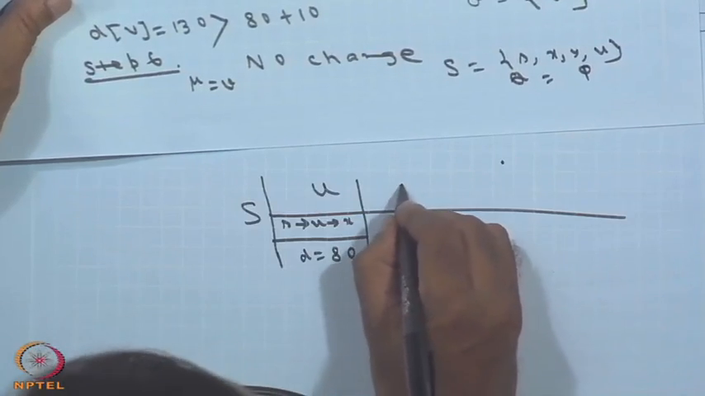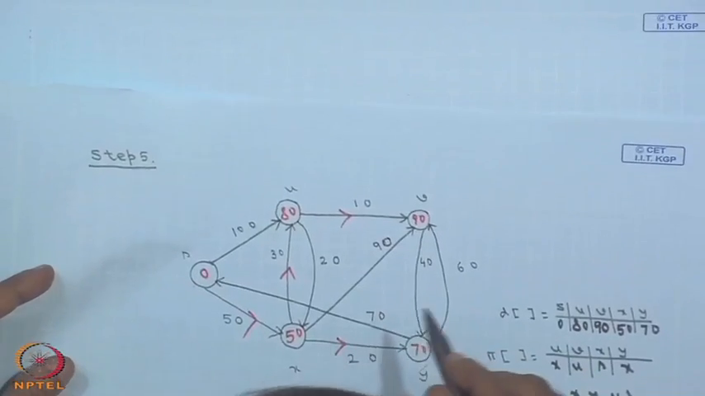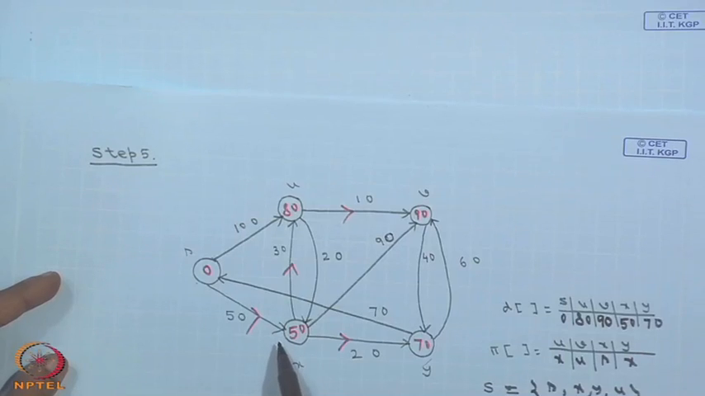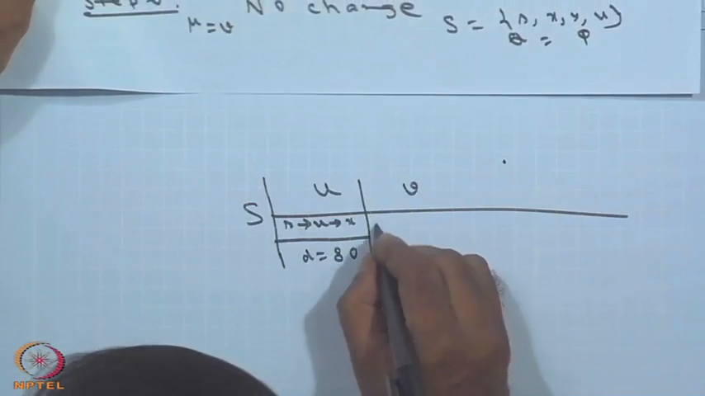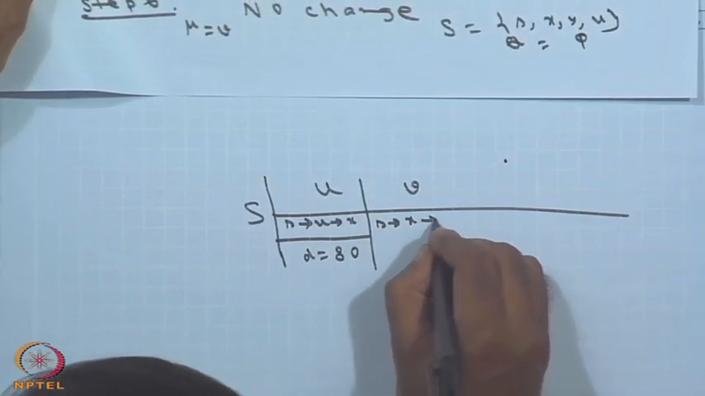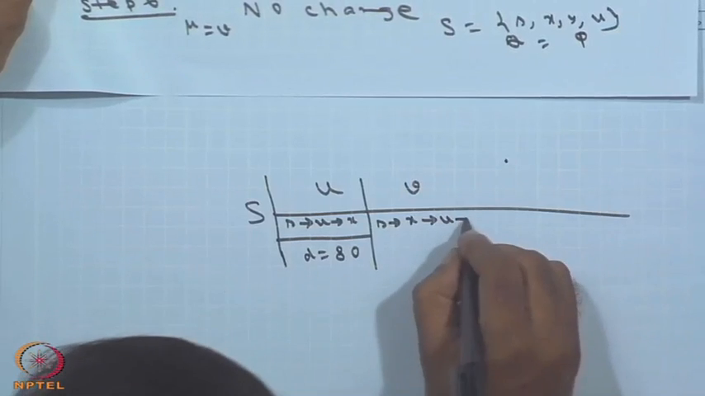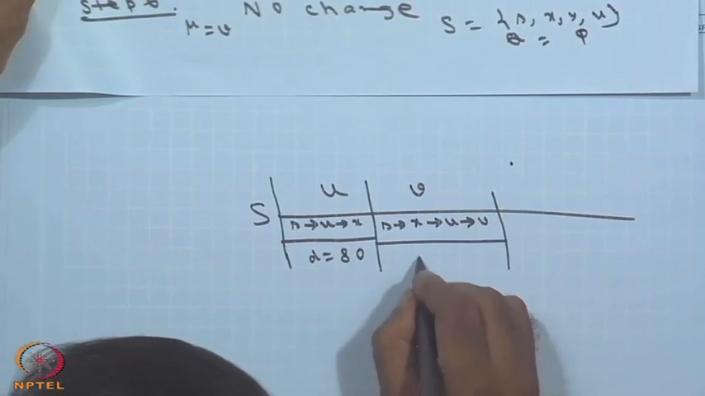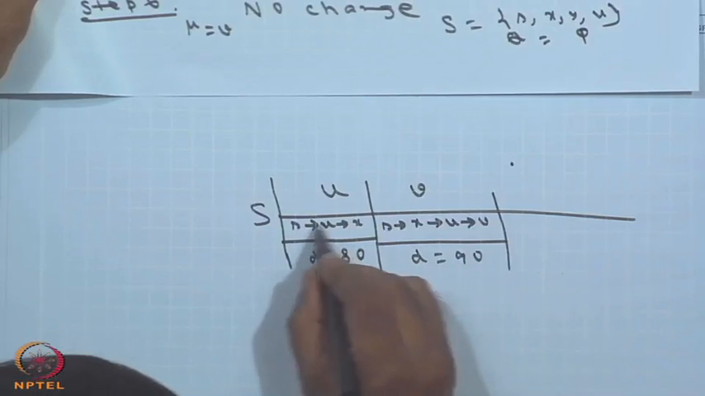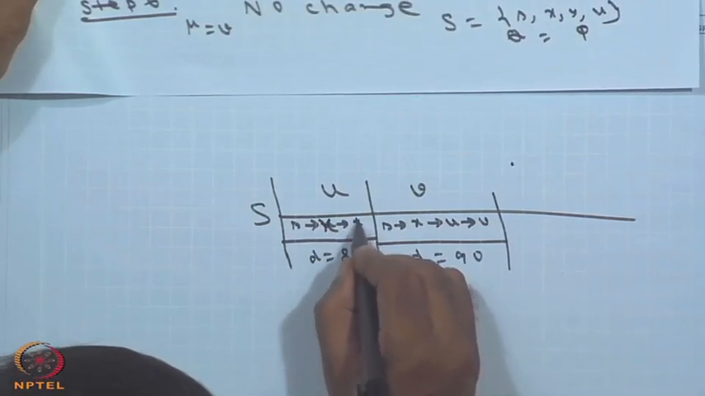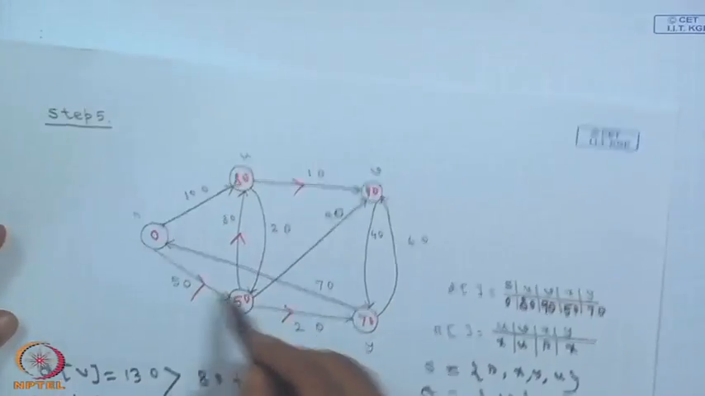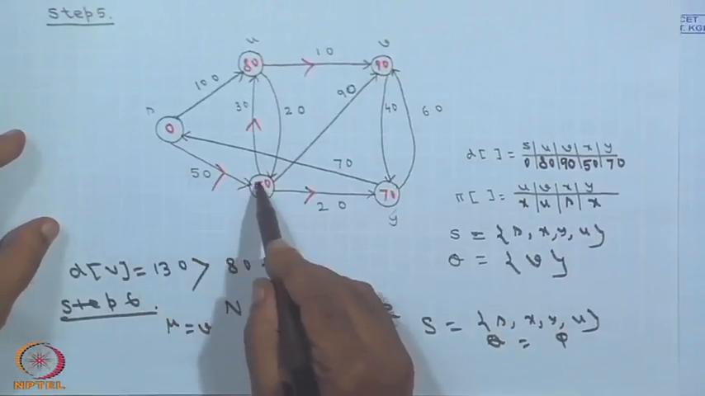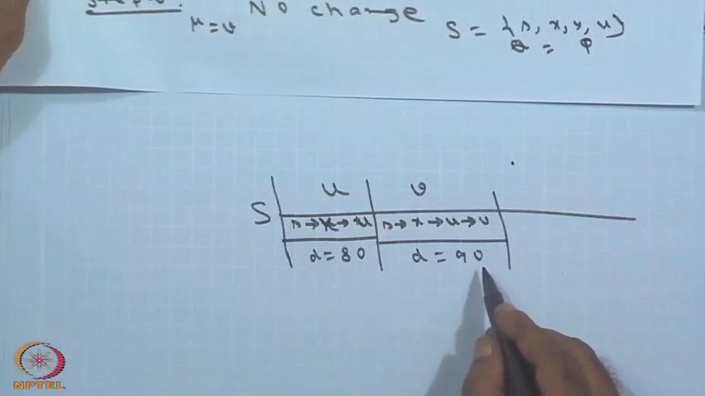If you consider v, I want to move to v. If I want to move to v, then S to x, x to u, u to v, and the distance is 90. So, if you want to move from here, then S to x, x to u and u to v, and this value will be d equals 90. I have written this one wrongly, for u it would be S to x and x to u. For v, S to x, x to u, u to v, minimum distance is 90.